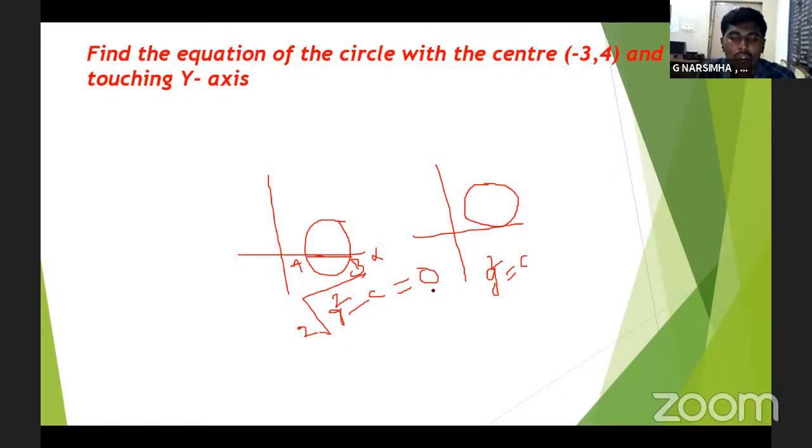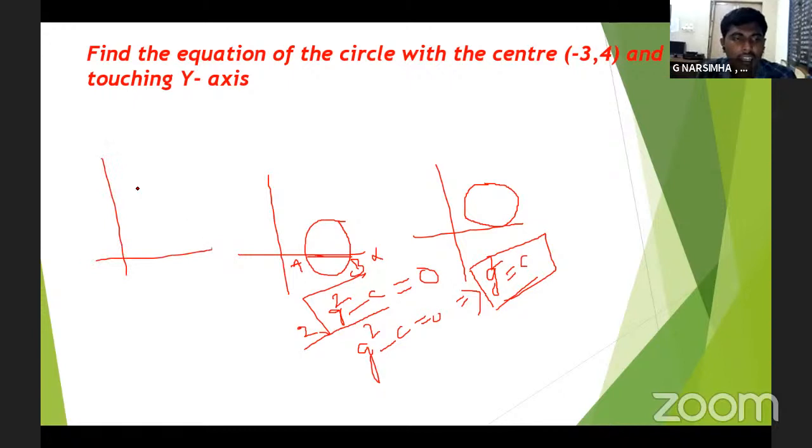Just transpose the 2 to the right-hand side, that is 0, and squaring on both sides, g squared minus c equals 0, which implies g squared equals c. Just recalling: when the circle intersects the x-axis at 2 different points, the length of the chord is 2 root (g squared minus c). When the circle touches the x-axis, the length of the chord is 0. That implies g squared minus c equals 0, that is g squared equals c.